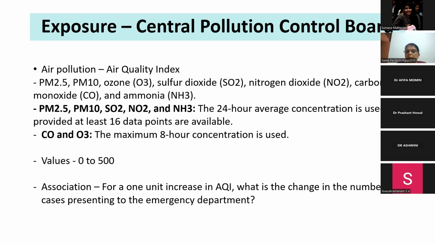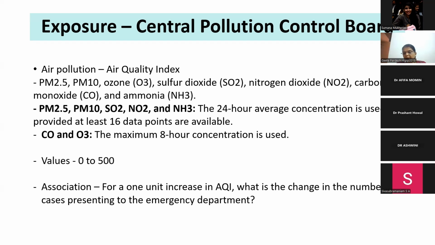So this data was obtained from the website of the Central Pollution Control Board. Air pollution is measured using the air quality index. There are different air pollutants, the levels of which are measured, and the 24-hour average concentration is used for coming up with the air quality index. There is a formula and there are set protocols for calculating the air quality index, the values of which can range from 0 to 500.